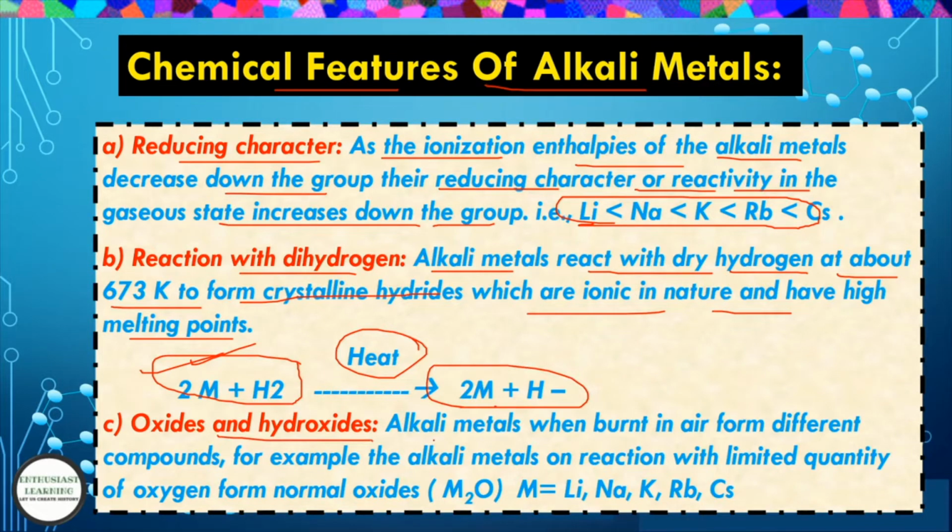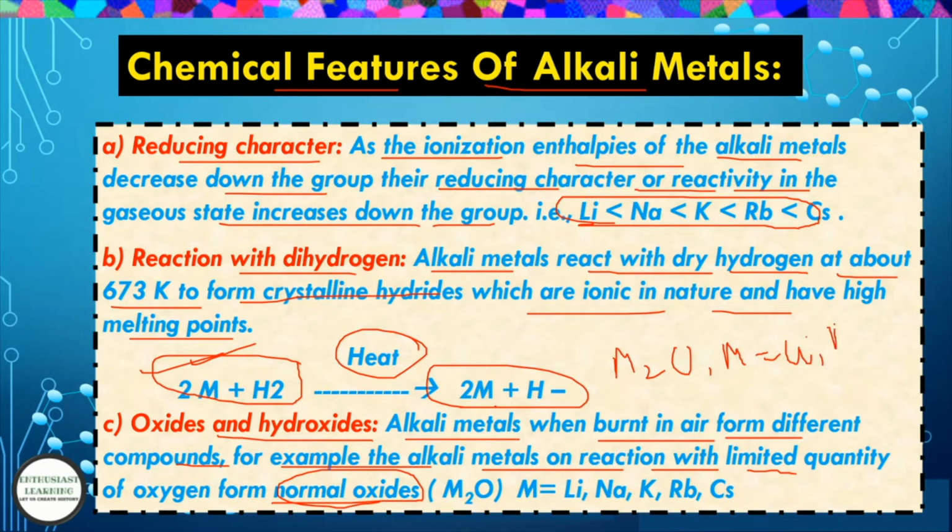Oxides and hydroxides. Alkali metals when burnt in air form different compounds. For example, the alkali metals on reaction with limited quantity of oxygen form normal oxides, M2O. Here, M can be lithium, sodium, potassium, rubidium and caesium.